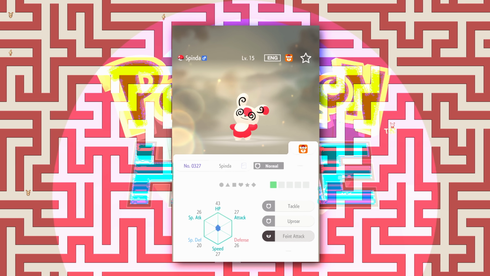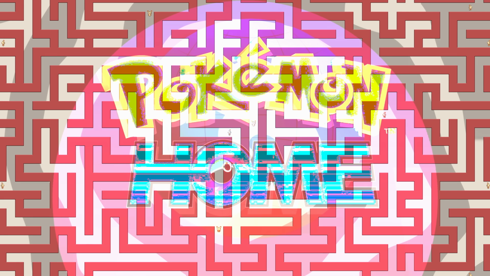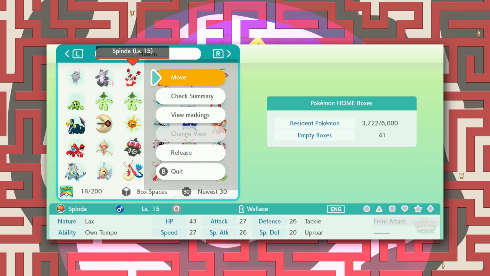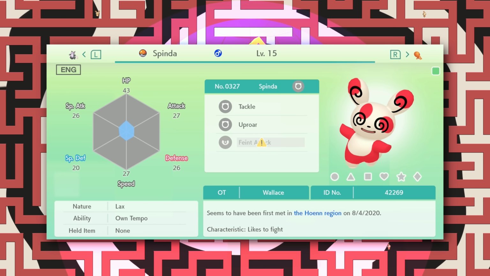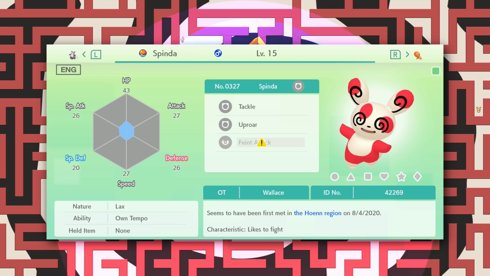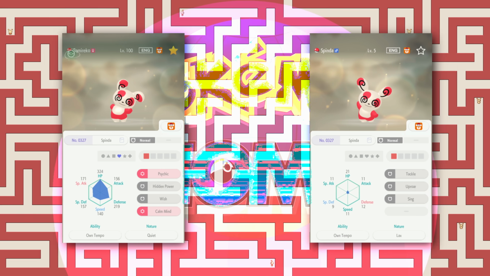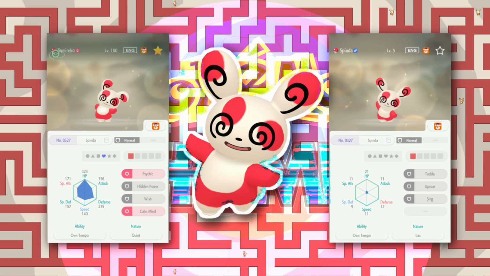Depending on whether you're using the Switch or the mobile version, Home has a picture for Spinda depicting the pattern we saw in Alola's Pokédex. But for much of Home's life, this pattern was a lot more prevalent than it should have been. Until the 301 patch, all the models for Spinda had this exact pattern, hiding the true patterns from view.